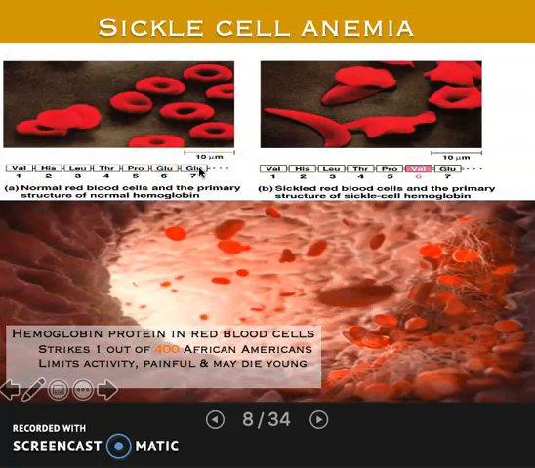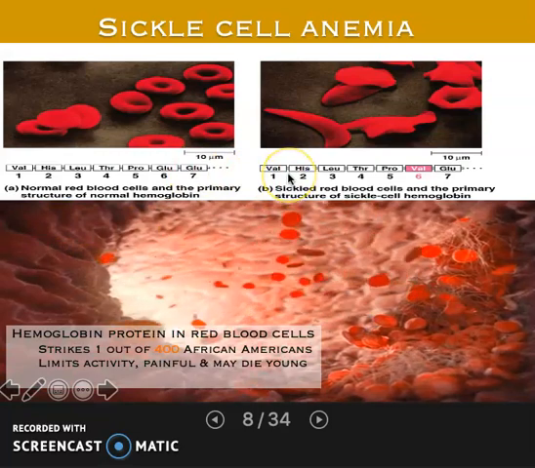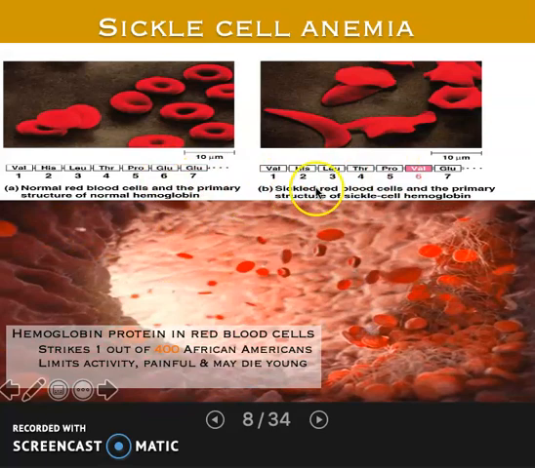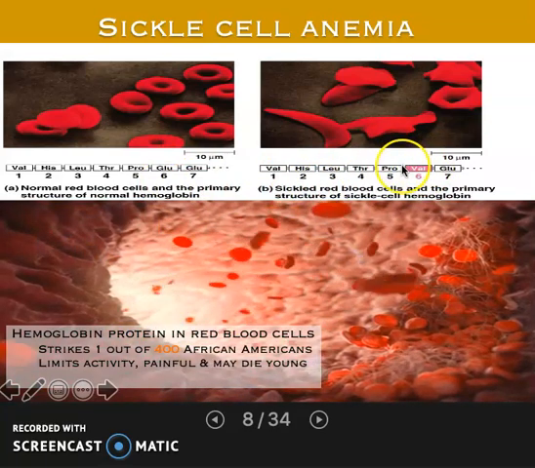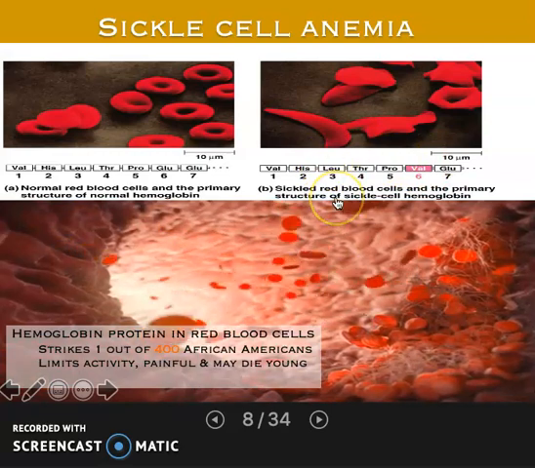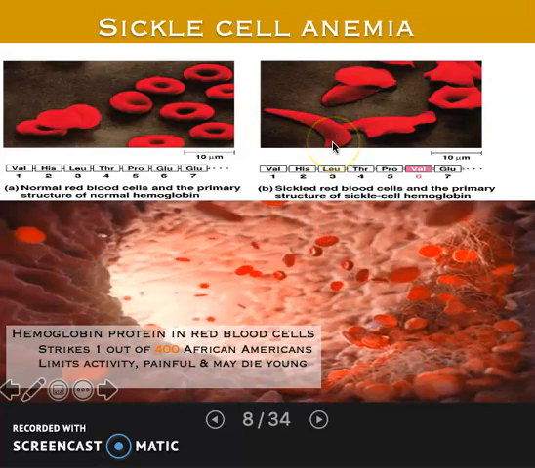Well, in the person who has sickle cell anemia disease, one of the letters of the code has been changed. And instead of having glutamic acid, it has valine. And that change, that single amino acid change, changed the shape of the hemoglobin protein, which ends up changing the shape of these cells.